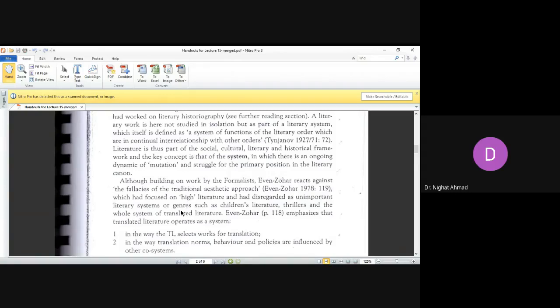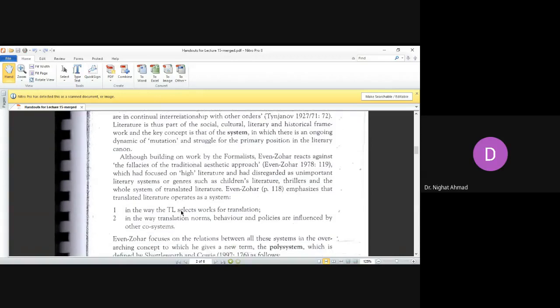So, Even-Zohar emphasizes that literature operates as a system. According to Even-Zohar, all literature which comes up operates as a system. How? Number one, in the way the target language selects works for translation. So within that system, that is one system. Then, in the way translation norms, behavior and policies are influenced by that.